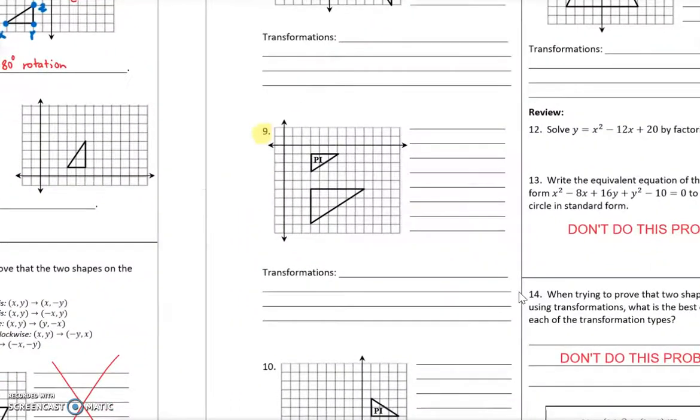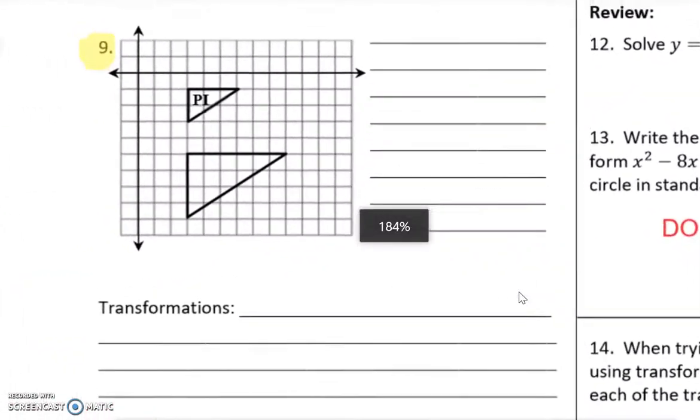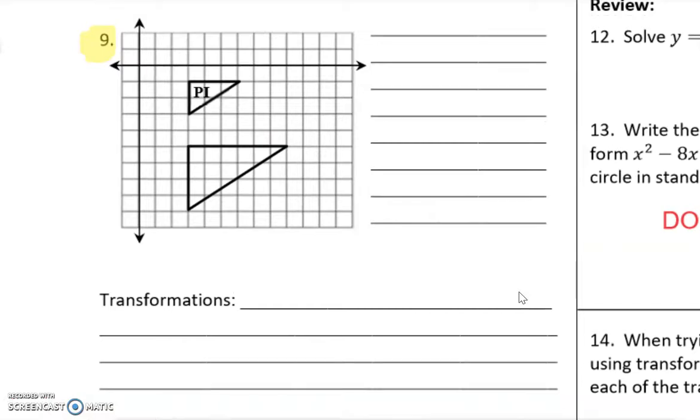We'll do one more number, number 9, just to get the practice here. So what steps do we need to take to get this pre-image on top of the image? Well, you can clearly see that they're not the same size, right? So if they're not the same size, we definitely need to perform a dilation. In this case, it needs to get bigger, right? So the question is, what's the scale factor?